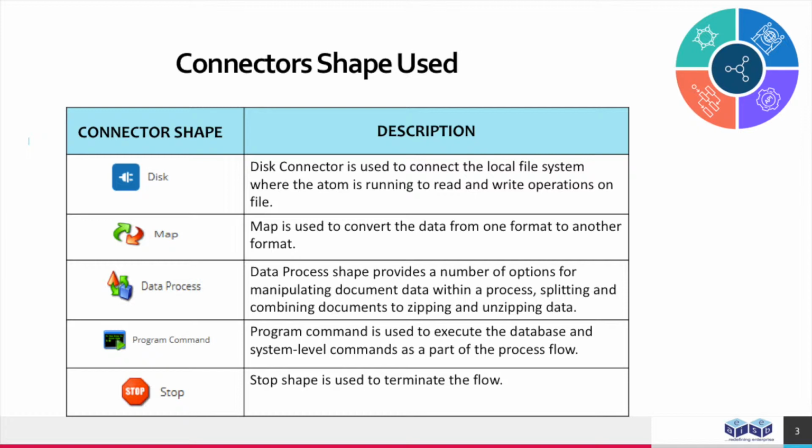Data process shape provides a number of options for manipulating document data within a process, from splitting and combining documents to zipping and unzipping data. Program command is used to execute the database and system level commands as a part of the process flow. Stop shape is used to terminate the flow.